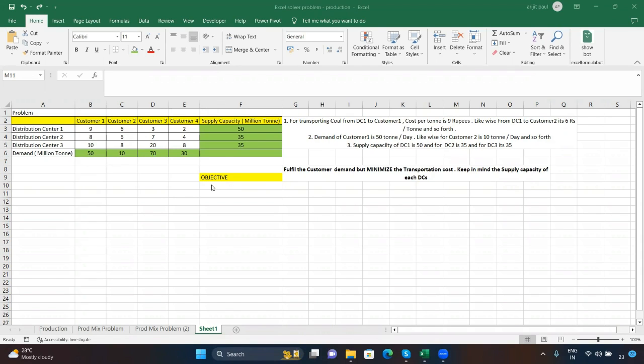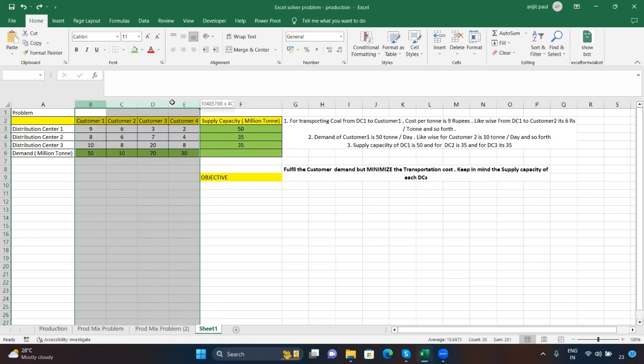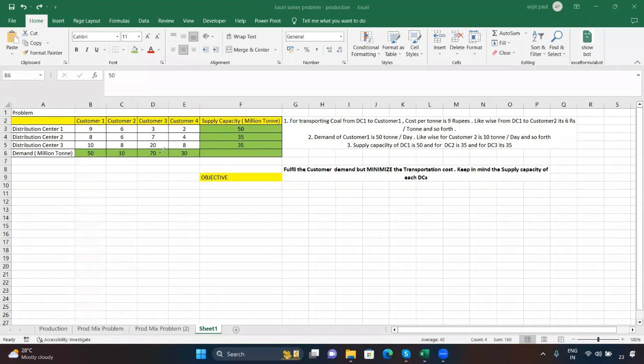And what is our objective for this problem? The objective is we need to fulfill the customer demand. What is the customer demand? So these are the customer demands. So basically, we have four customers, customer 1, 2, 3, 4. And these are the demands of each of the customers. So the demand of customer 1 is 50. The demand of customer 2 is 10. The demand of customer 3 is 70. And demand of customer 4 is 30.